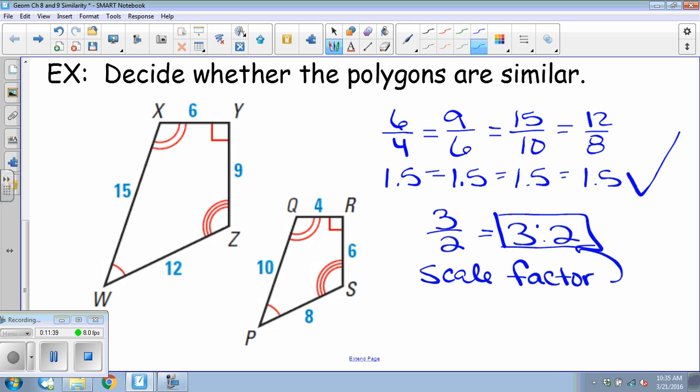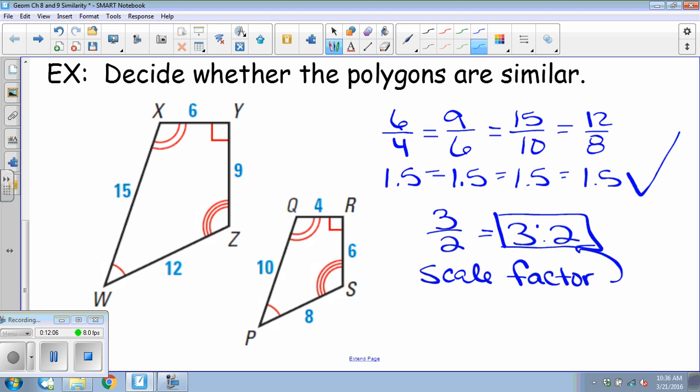So the scale factor of WXYZ to PQRS is 3 to 2. But the scale factor of PQRS to WXYZ is 2 to 3. Okay? So you have to read those directions carefully to make sure that you're answering the question that they asked. Okay? That was a good question. Any other questions?